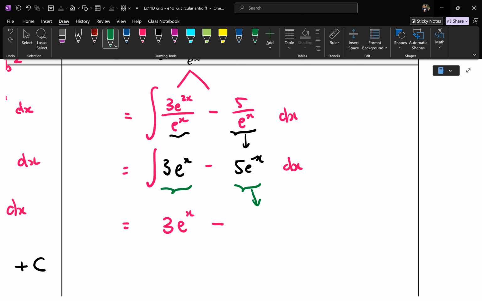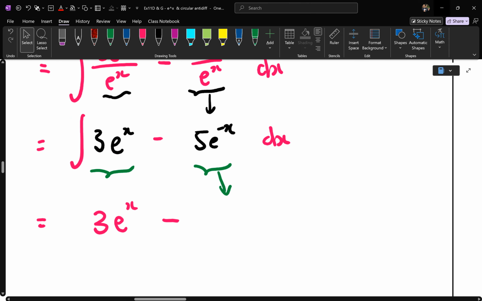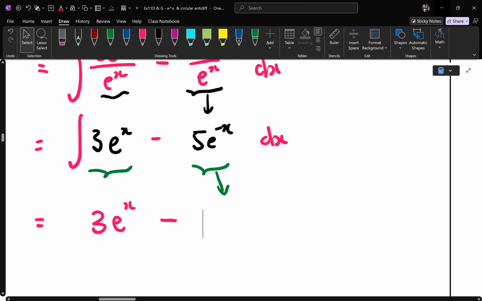Negative 1 over 5 e to the x negative. You got the negative right, but it's not 1 over 5. Because what's the k value at the moment? Is it not? Or is it just x over 5? Or not x over 5?